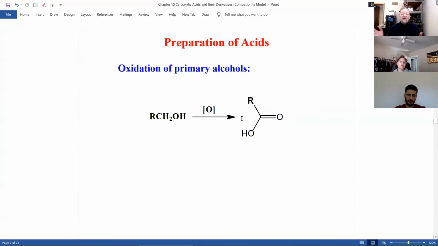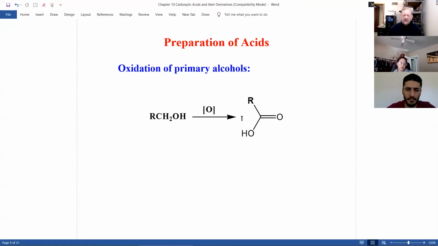All right, how do you make a carboxylic acid? Well, one way is oxidation of a primary alcohol. But wait, you're going to say, Dr. White, for test 2, primary alcohol makes an aldehyde. And the answer is yes, it does.